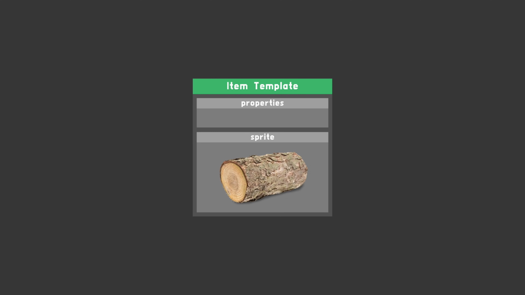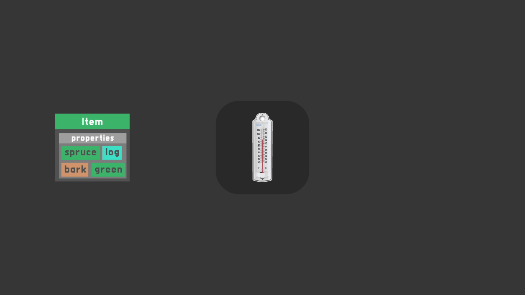Items are defined now as a list of properties. So, for example, a freshly cut spruce log might have the following basic properties: spruce, log, bark, and green, which means it has a high moisture content. Machines can then modify that list of properties in different ways or have different behaviours depending on properties.